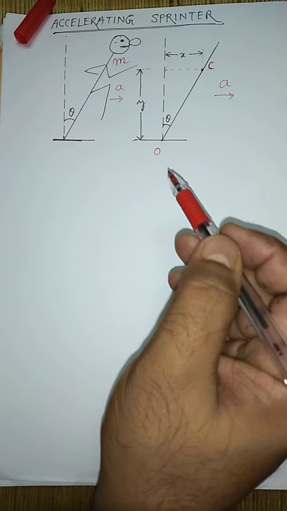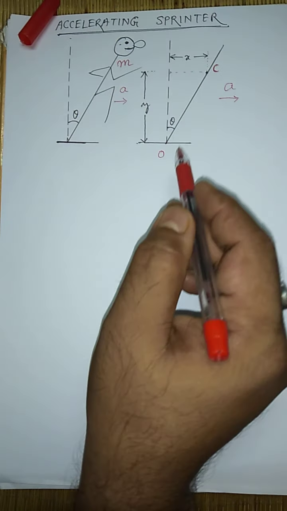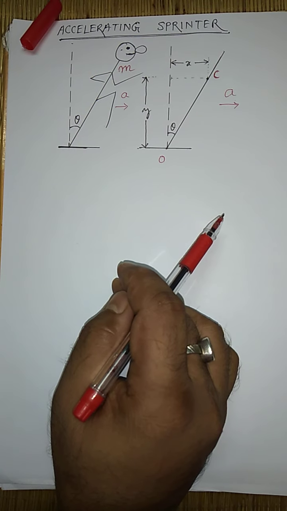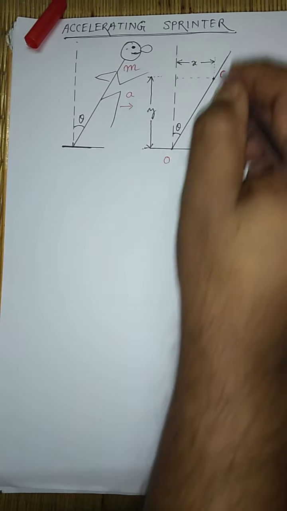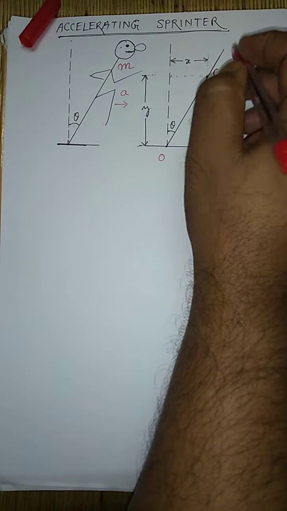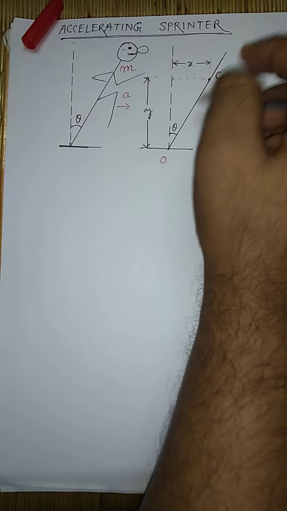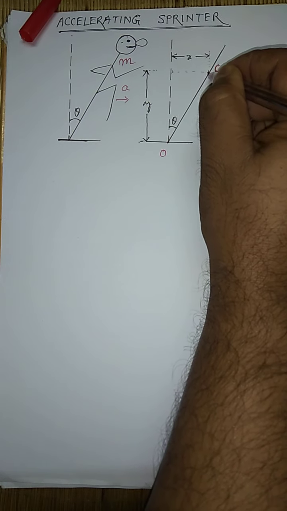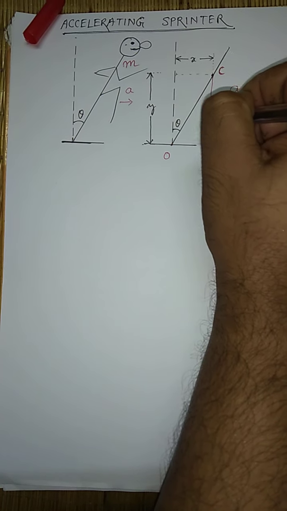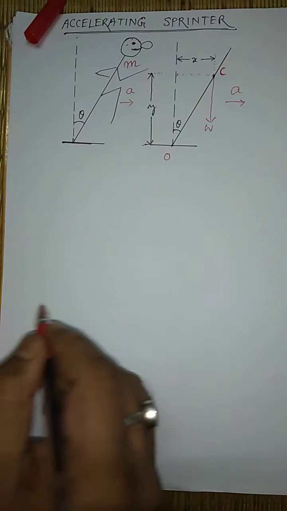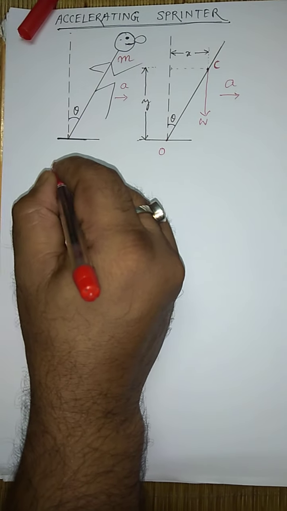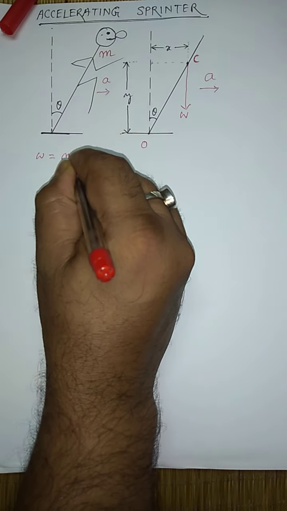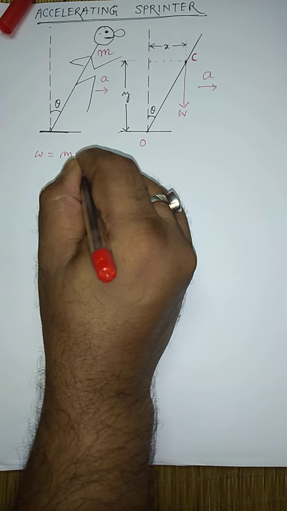Now let's identify all the forces acting on the sprinter at different points. The force of gravity acts on the sprinter vertically downward at the center of mass, and it's given by W, and W is equal to the mass of the sprinter multiplied by the acceleration due to the Earth's gravity.